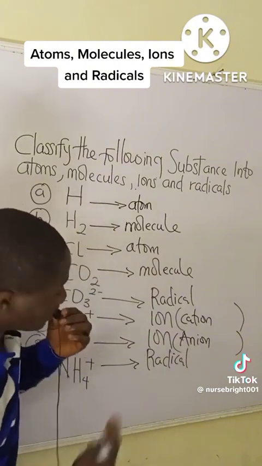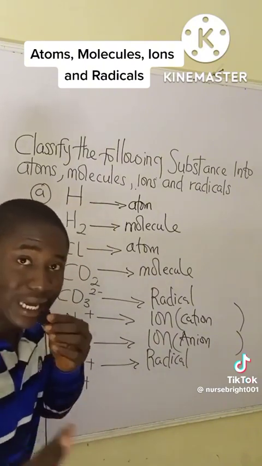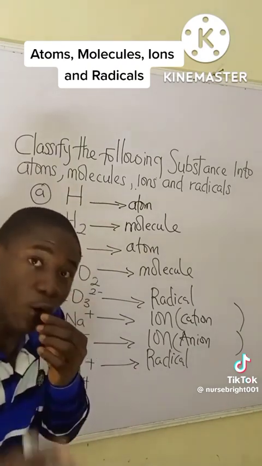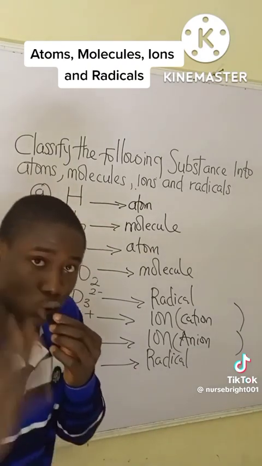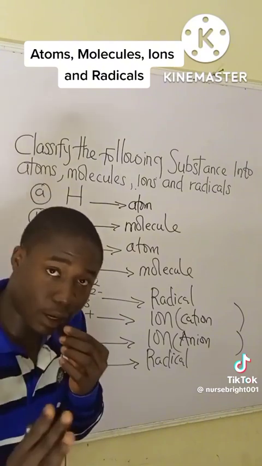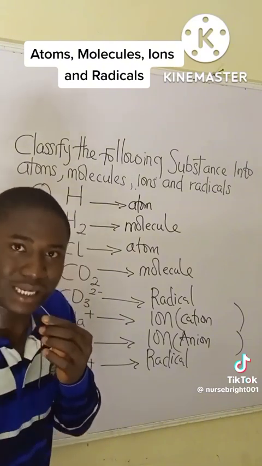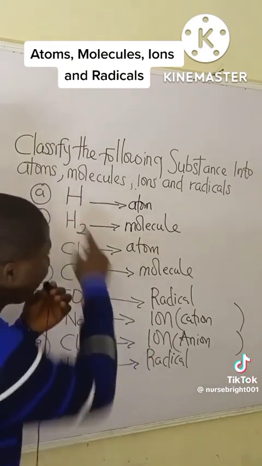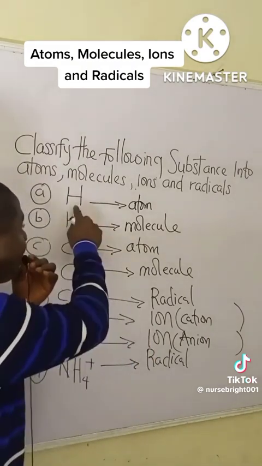Okay, guys, you can see the question written on the board. It is very easy. The question says, classify the following substances into atoms, molecules, ions, and radicals. To answer this question is very easy. Looking at option A, which is simply H.